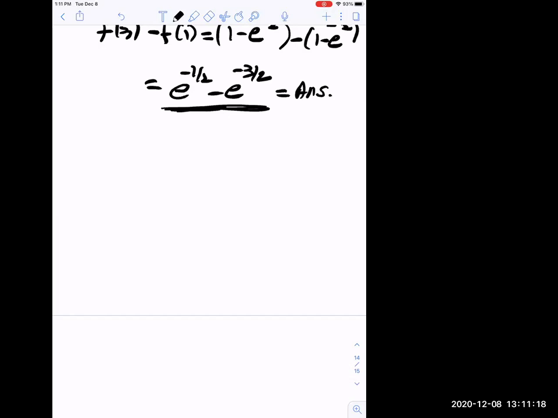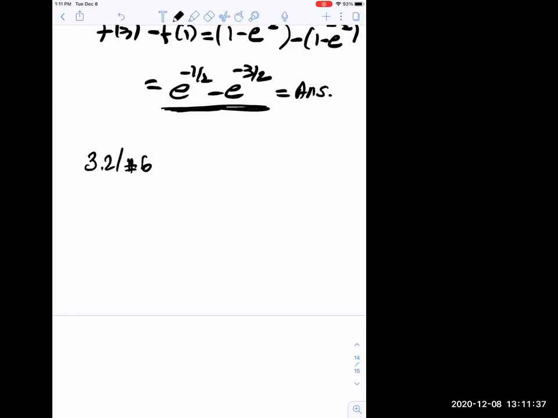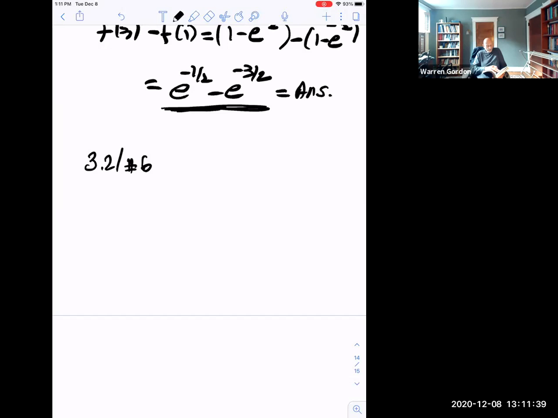Anyone? I think mine was similar. Actually, you work out the example, but I still didn't get it. For section 3.2, page 190, example number 6. 3.2, number 6. Yeah, it's a long one. I hope we don't have something like this on the exam, but let's see what the problem is.